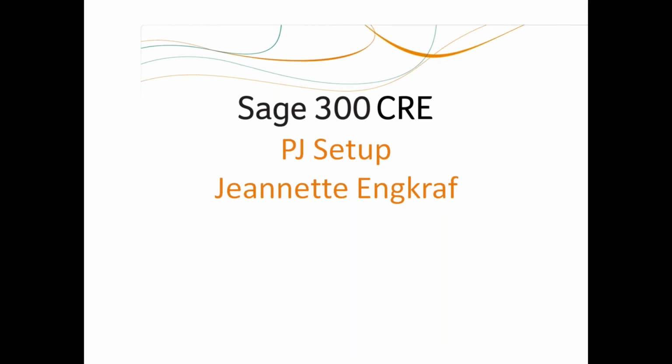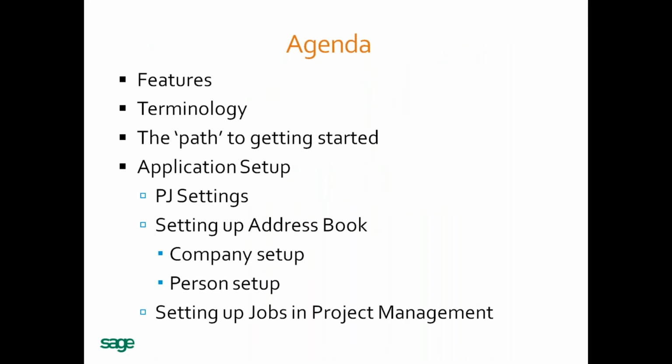There are two handouts that are attached to the web panel. Underneath handouts, there is a copy of the PowerPoint, and there's also a Word document for PJ Setup that we're going to be following along. So if you can get the Word document printed out, it actually goes through the discussion that we're going to have and then the software that we're going to jump into.